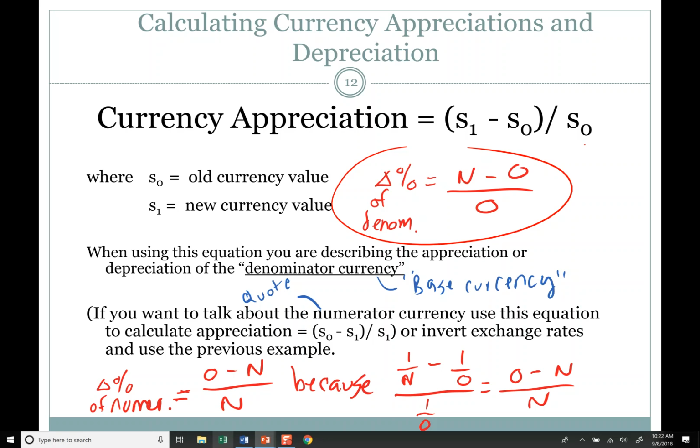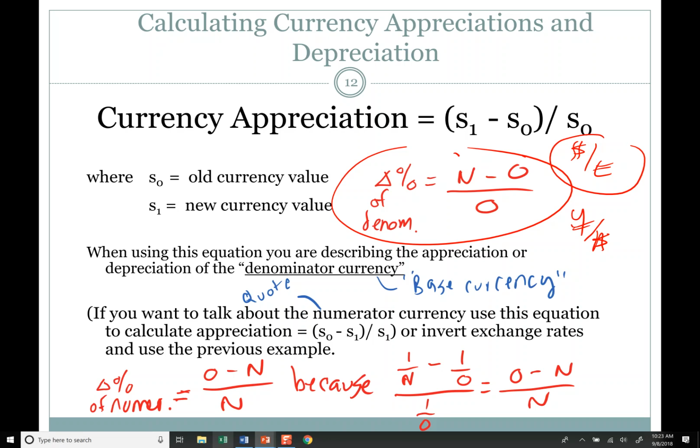So if I do this using the dollar per euro exchange rate, this will tell me the appreciation of the euro. But if I do this using the yen over dollar exchange rate, it's actually telling me what happened to the dollar, not the yen. It'll tell me what happened to the price of the dollar, quoted in yen. So that's where it gets confusing. Direct and indirect. What was the appreciation of the currency?